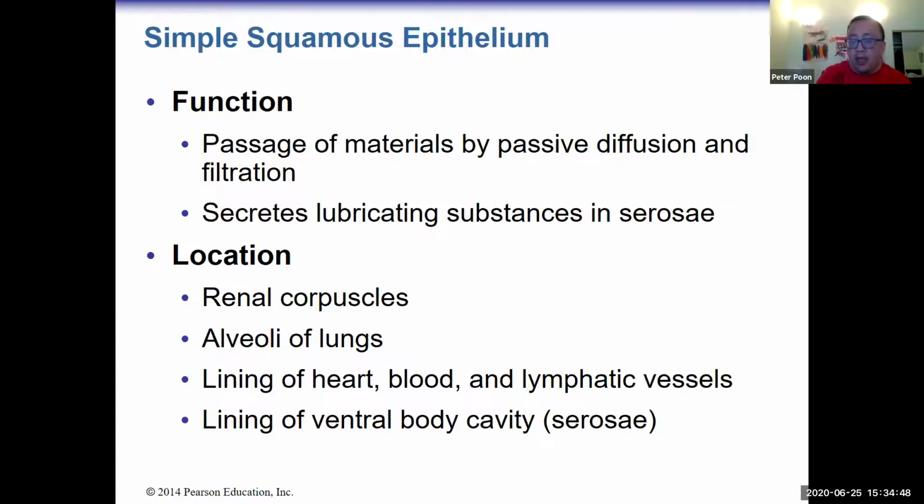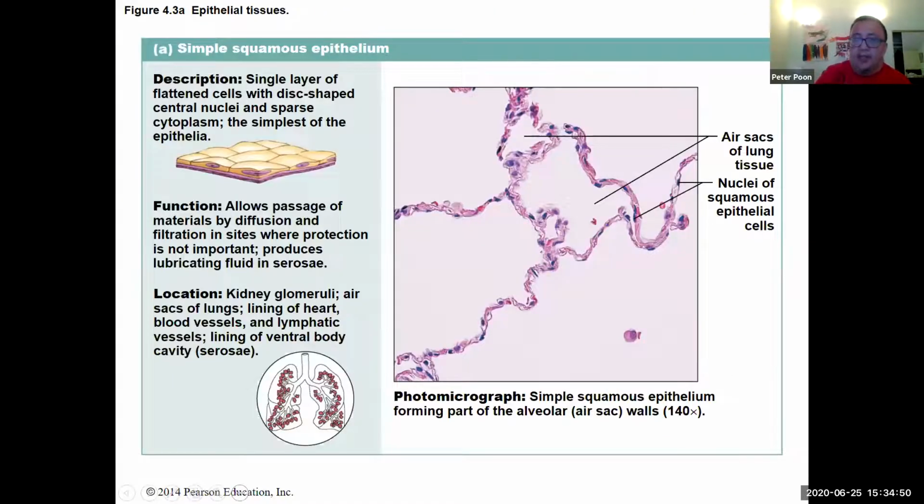So let me show you what that looks like. This is what this looks like. Single layer, very thin cells. See the huge amount of empty space? That's a really dead giveaway for simple squamous epithelium. All you want these things to do is to allow gas exchange from one side to the other. So this is where you'll find it.